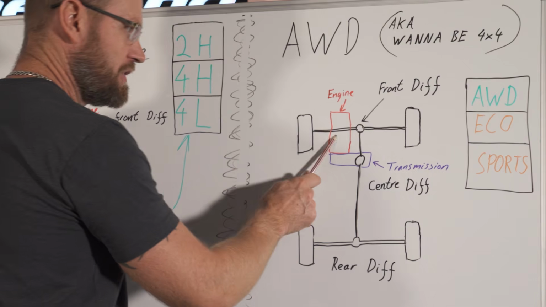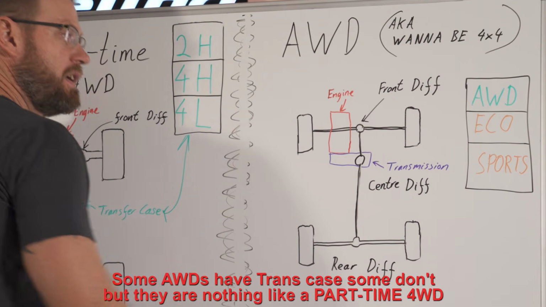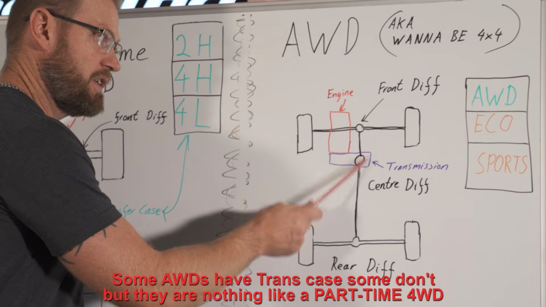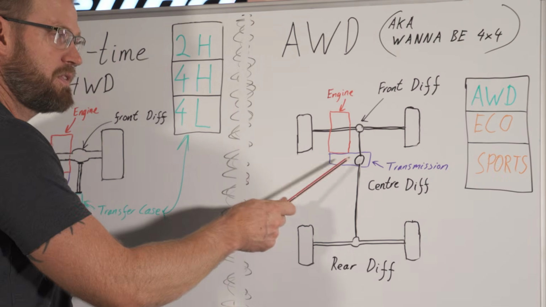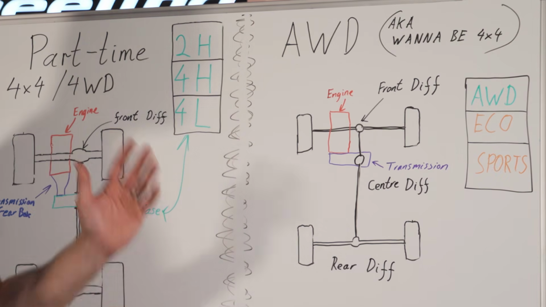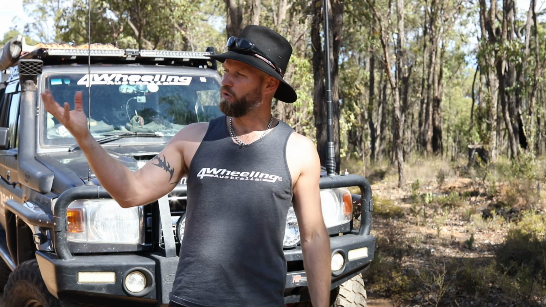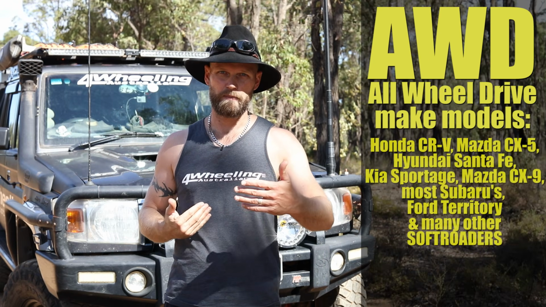We have the engine, we have the transmission, but in this case we do not have a transfer case. We have a center diff, which allows drive and power to go up and down, to the front diff and the rear diff. So we have three diffs in fact. In an all-wheel drive, you cannot lock 50% of power to the front and the rear.